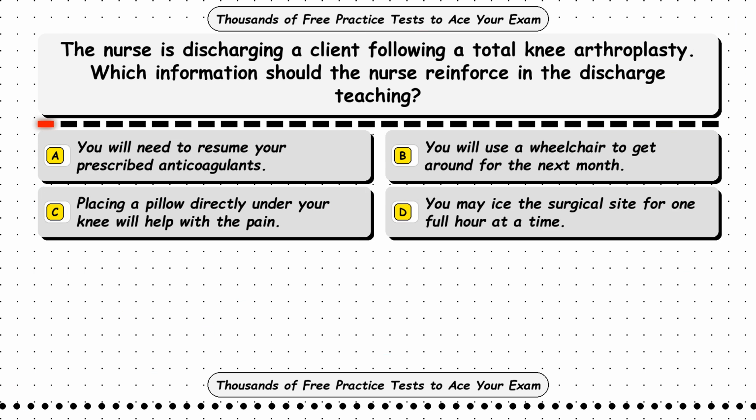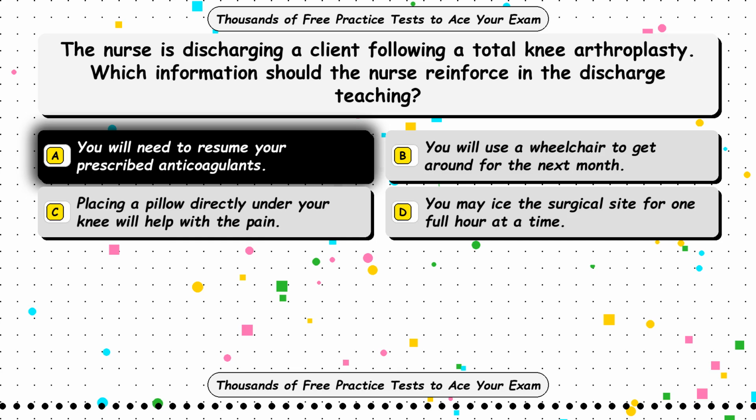Question 73. The nurse is discharging a client following a total knee arthroplasty. Which information should the nurse reinforce in the discharge teaching? Option A. You will need to resume your prescribed anticoagulants. Option B. You will use a wheelchair to get around for the next month. Option C. Placing a pillow directly under your knee will help with the pain. Option D. You may ice the surgical site for 1 full hour at a time.